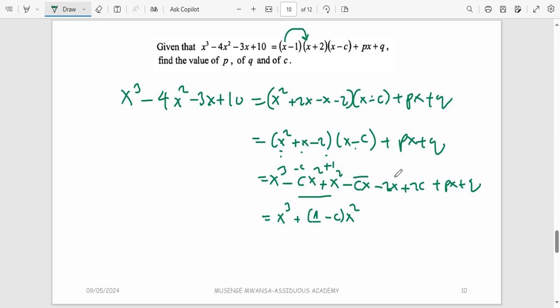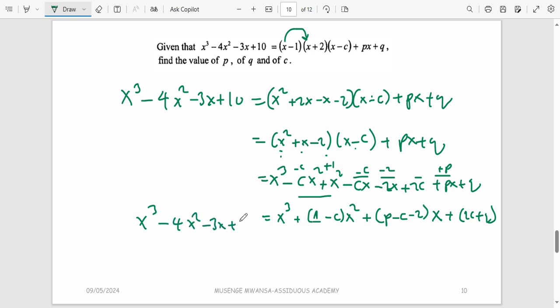And then this one has got x, it has got x, it has got x. Factorize out x. Here you're going to have a negative c remaining, here a negative 2 remaining, here a positive p. So I'll start with a positive p, and then I'll write negative c, and then negative 2. Remember, I've factorized out x. And then those constants, we don't have any x. We have got 2c and q. So say 2c plus q. They should be equal to x to the power 3 minus 4x squared minus 3x plus 10.